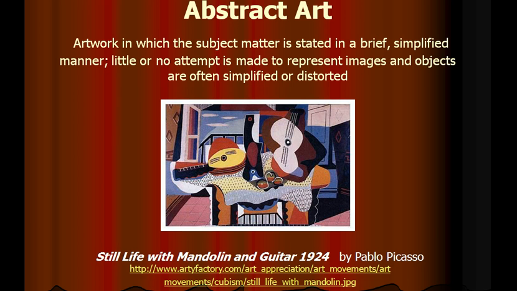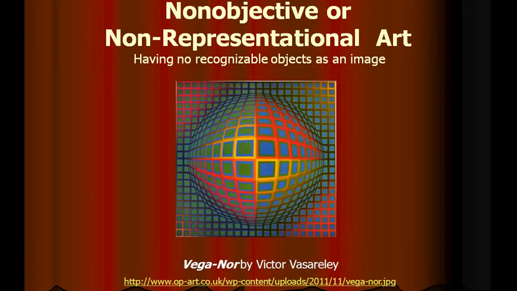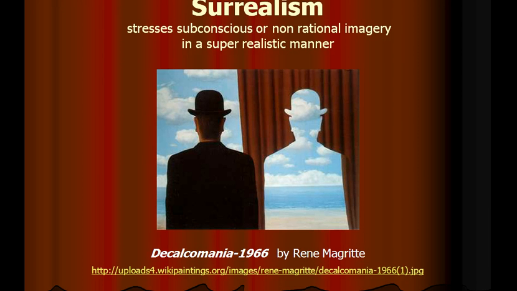Abstract art is artwork in which the subject matter is stated in brief, simplified manners. Little or no attempt is made to represent images and objects, and they're often simplified or distorted. Non-objective or non-representational art has no recognizable object as an image. Surrealism stresses subconscious or non-rational imagery in a super-realistic manner.